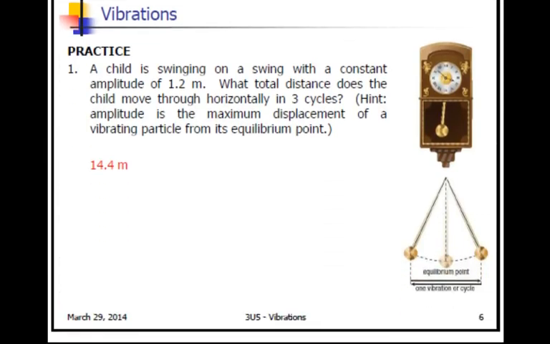This question says, a child is swinging on a swing with a constant amplitude of 1.2 meters. What total distance does the child move through horizontally in 3 cycles?